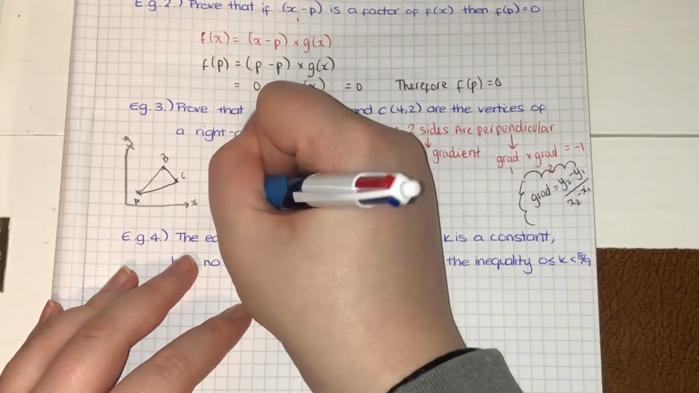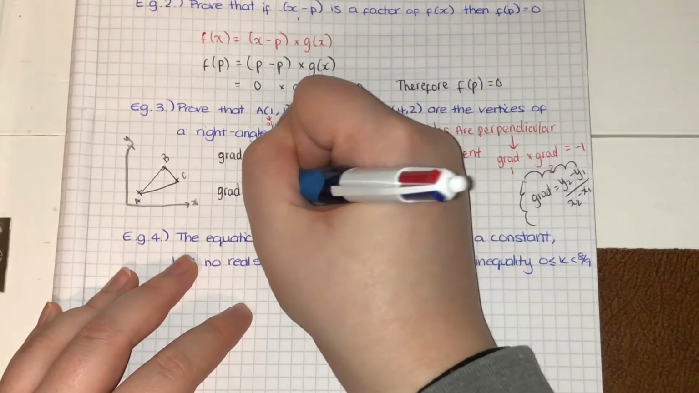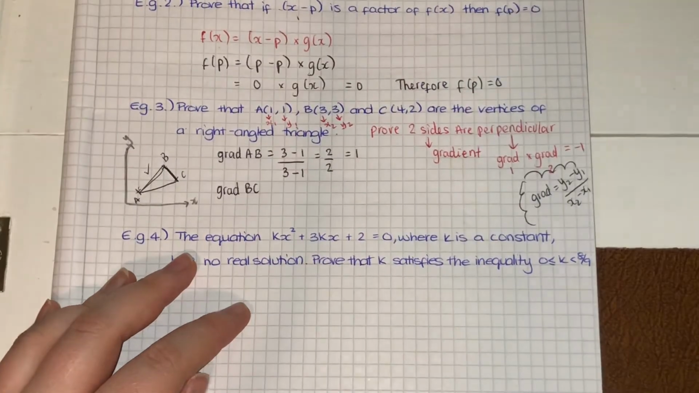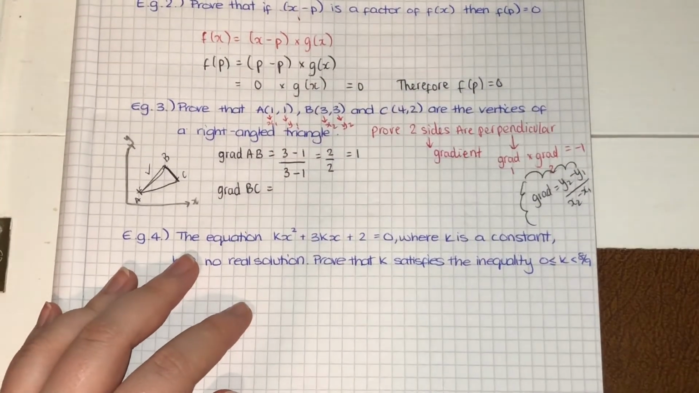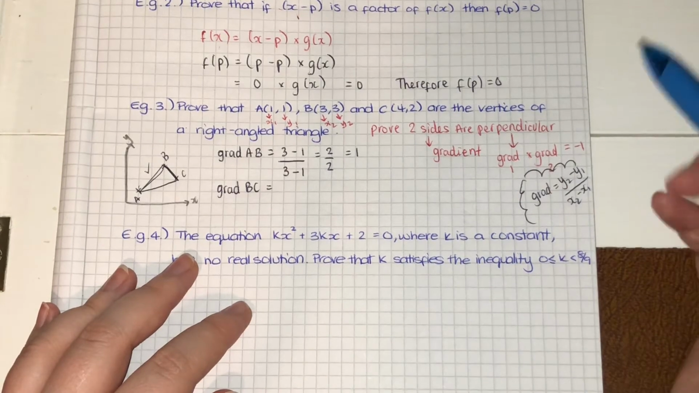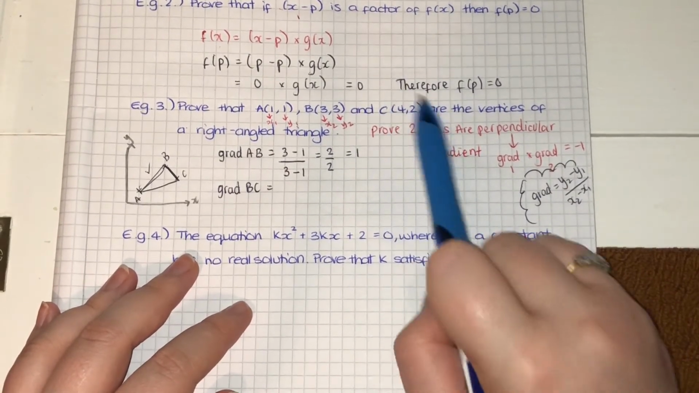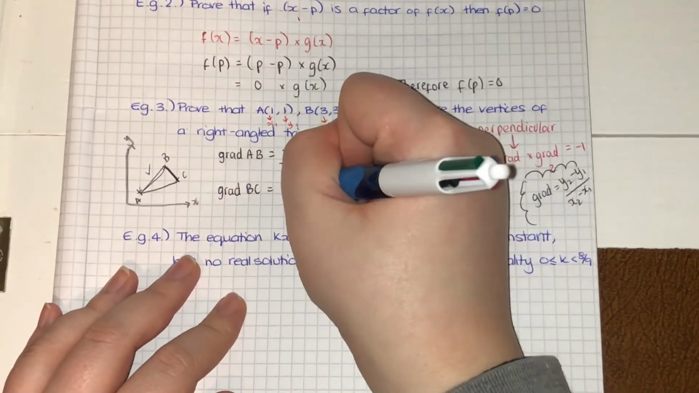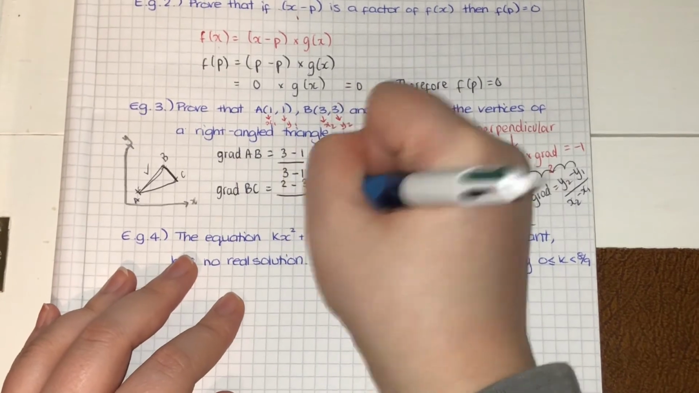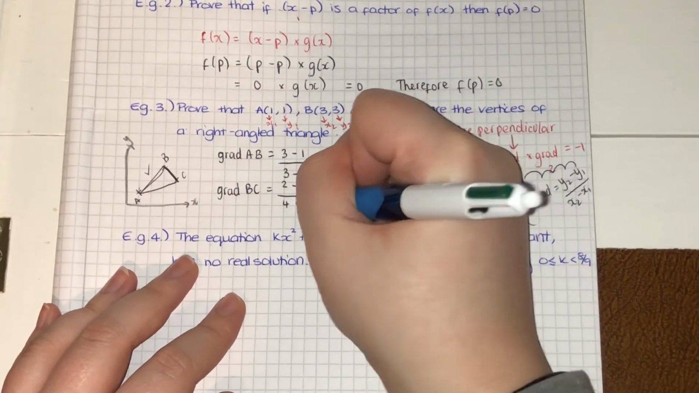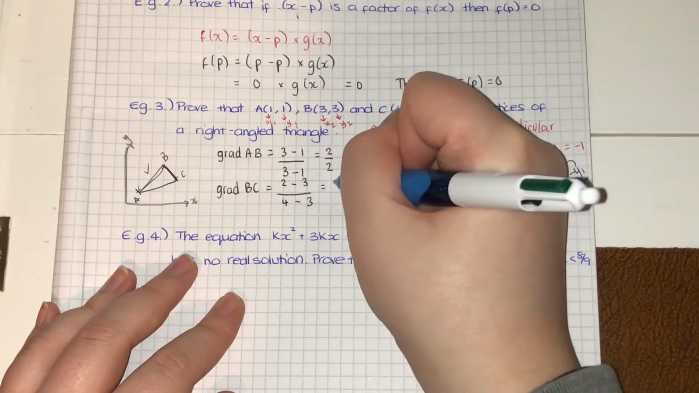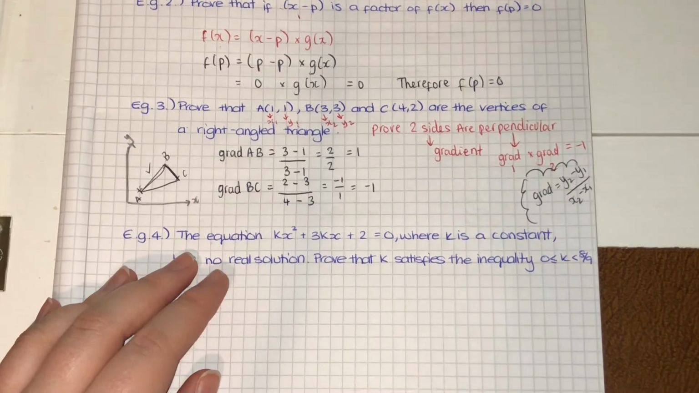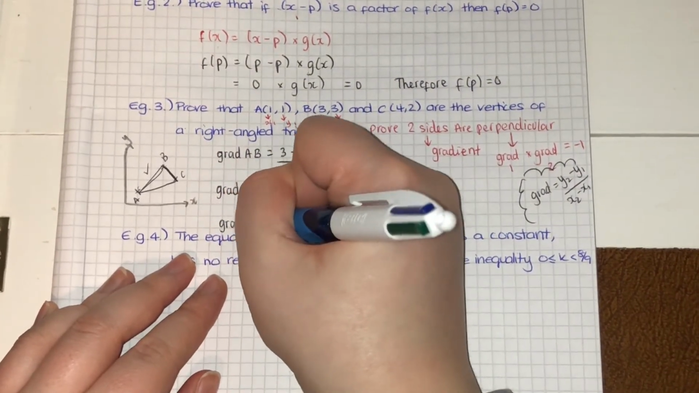Okay, next one, gradient of BC. Okay, so I've done this one, I'm now doing this side. I'm not going to label it this time, but you can if you want to. So I'm going to make my C the y2 and x2, just out of curiosity. So that's going to be 2 subtract 3 divided by 4 subtract 3, which is -1, divided by 1, which is -1. Okay, and the last one, gradient of AC.